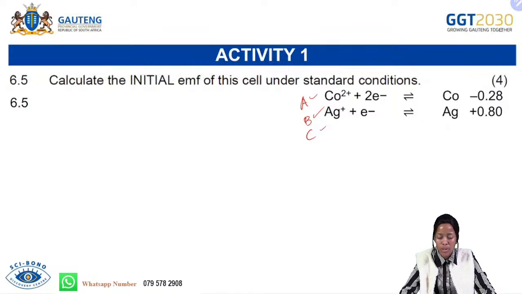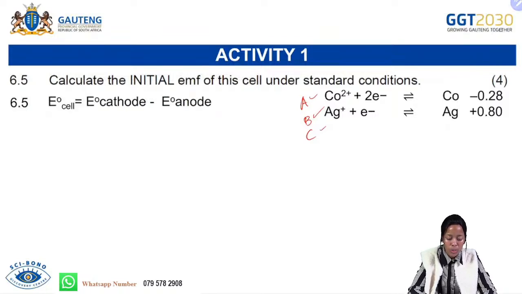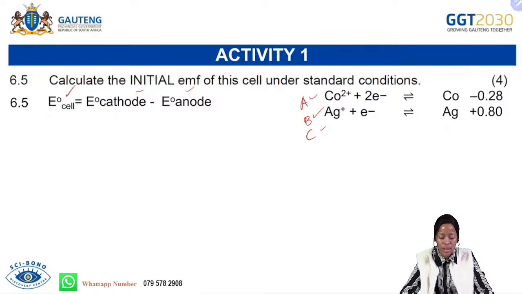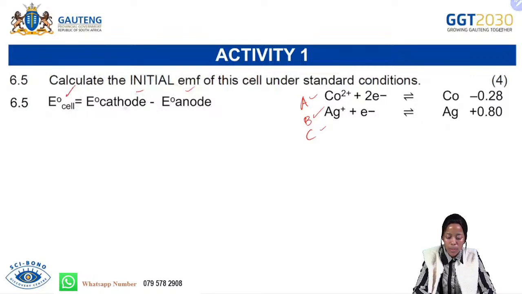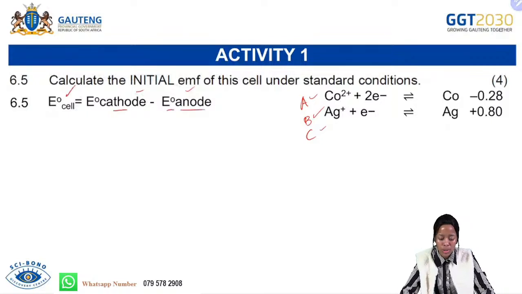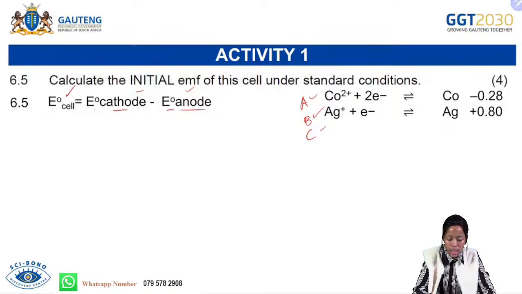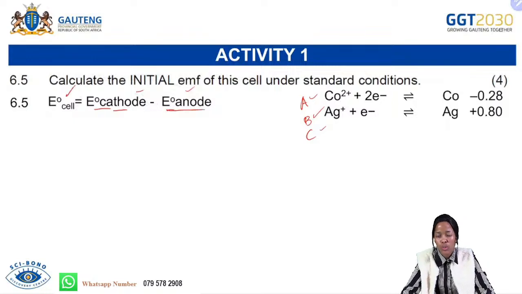So once you are able to identify, then you can go on to the table or the formula, and then you substitute there. When you go into the formula, you will see that E cell is equal to E cathode minus E anode. You need to make sure that you write the correct formula, since you will have a formula sheet in the examination. The formula says E cathode minus E anode. It does not say E cat. You need to make sure that you do not cut the formulas.